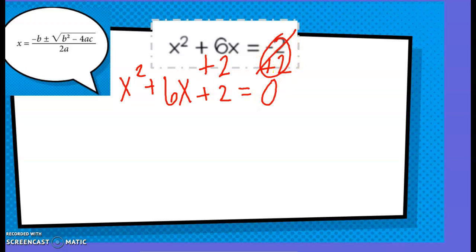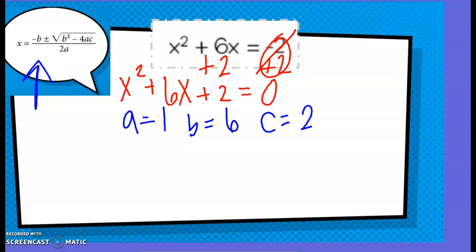Okay, then I'm going to pick out my a, b, and c values because I need them to plug into the formula. So a in this case is 1 because there's no coefficient of x squared. b is positive 6, and c, the constant, is positive 2. I'm going to plug those into this formula up here. This is located on your formula chart. So we're going to find our roots, aka x-intercepts, by plugging this into the formula. Negative 6 plus or minus the square root of 6 squared minus 4 times a times c.